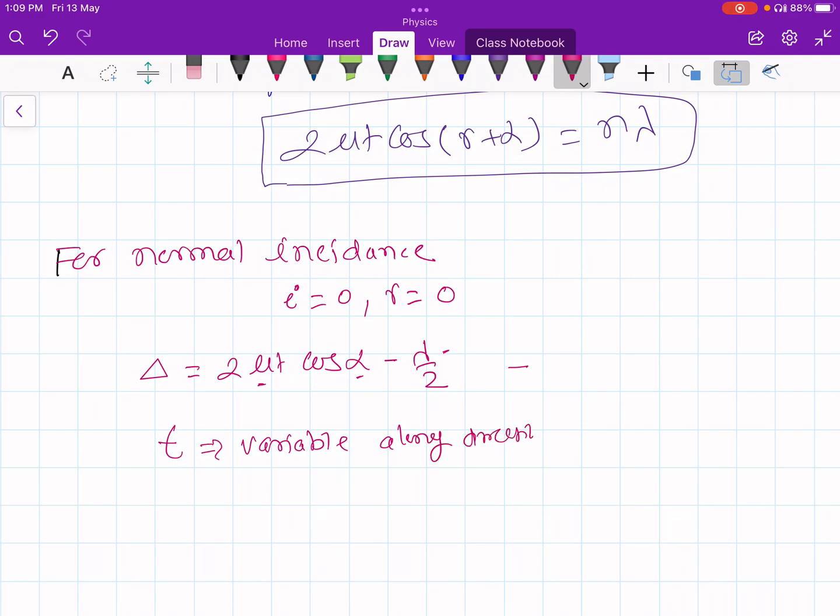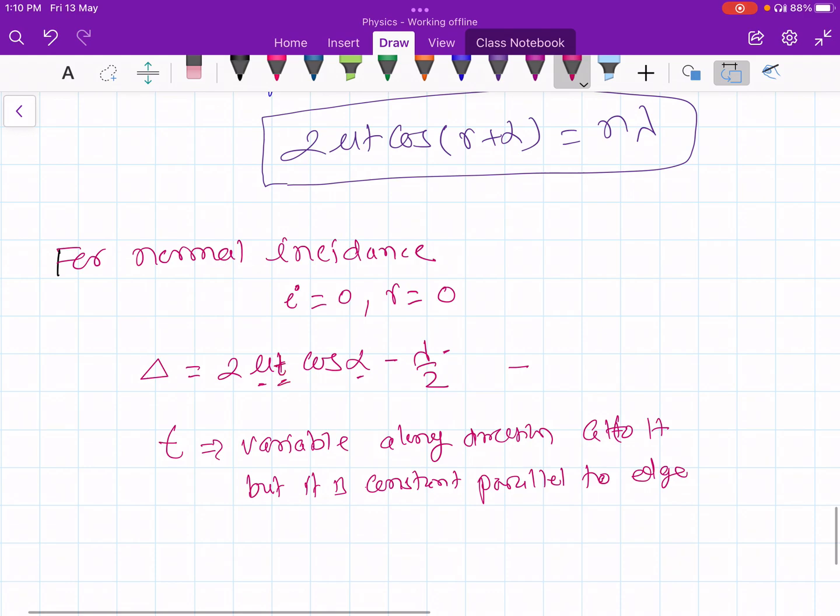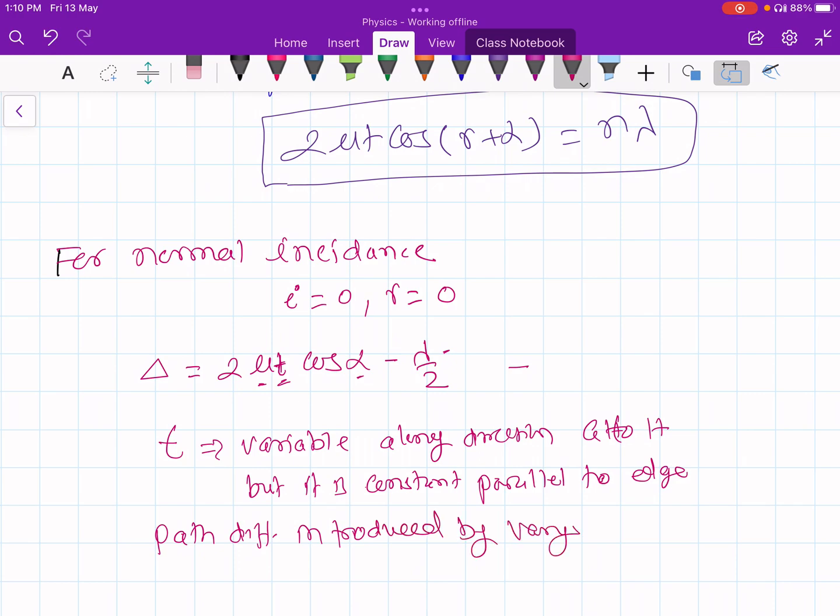So in this case, the thickness is variable along the direction G to H, but it is constant parallel to the edge. As I said earlier, the thickness remains constant parallel to the edge, but variable along the film length. So the only variable is t. So the path difference in this case is introduced by varying the thickness.